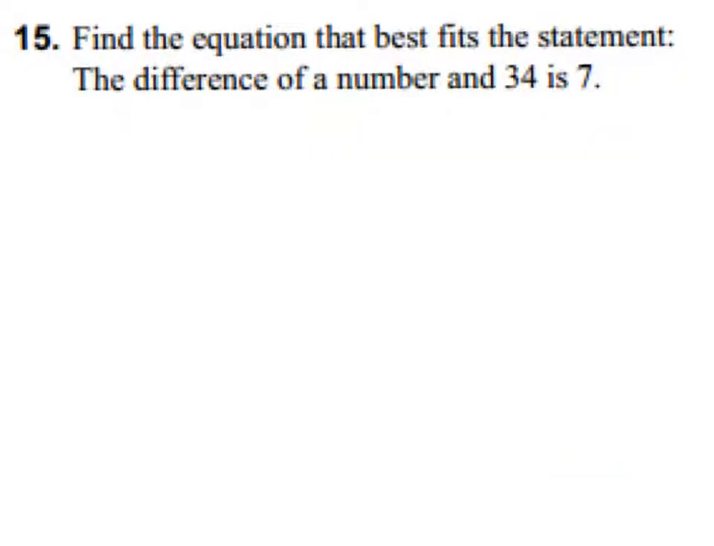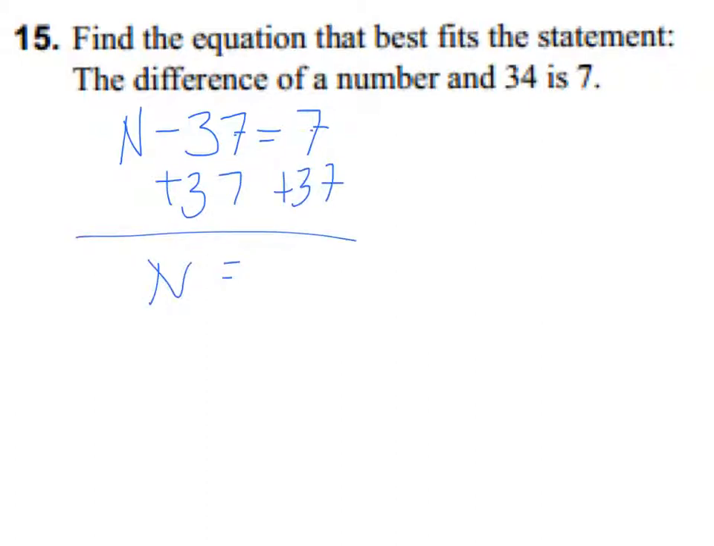Difference is the answer when we subtract. So if we want to find the difference of a number and 37, we could do n or x, whatever, minus 37 equals 7. To undo subtracting, we want to add. So we're going to add 37 to both sides of the equation. And I get n equals 44. And once again, I can go back and check to make sure it works. 44 minus 37 is 7. Yep.